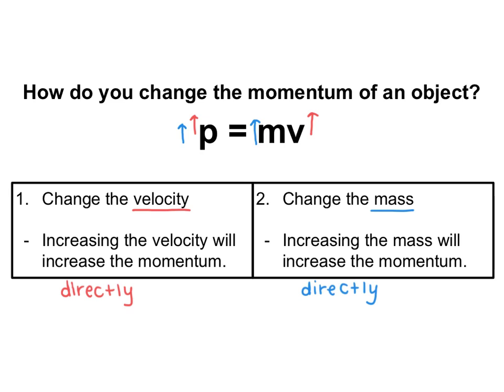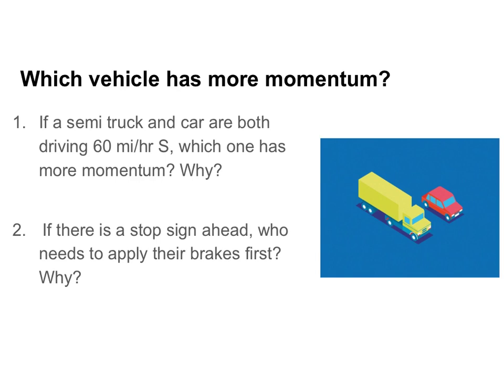So thinking about those two variables, and also that momentum is kind of how hard it is to stop an object, let's look at a few scenarios. So our first scenario is going to be which vehicle has more momentum. So we have a semi-truck here, and we've got a little red car. So if the semi-truck and the car are both driving 60 miles per hour south, so this is their velocity. The velocity is the same.